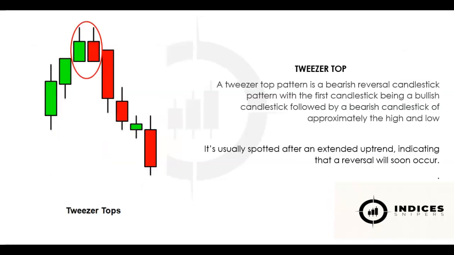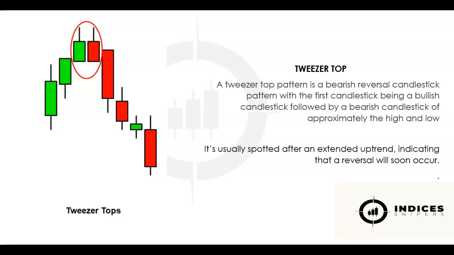Now the first one is the tweezer top. The tweezer top is usually formed at the end of an uptrend, and it's forming at a key level. It's forming at an area of value, at resistance. It is the point where price can no longer be pushed further, and so it drops. There's a rejection, and so price drops. It's not able to go higher, then price just falls.